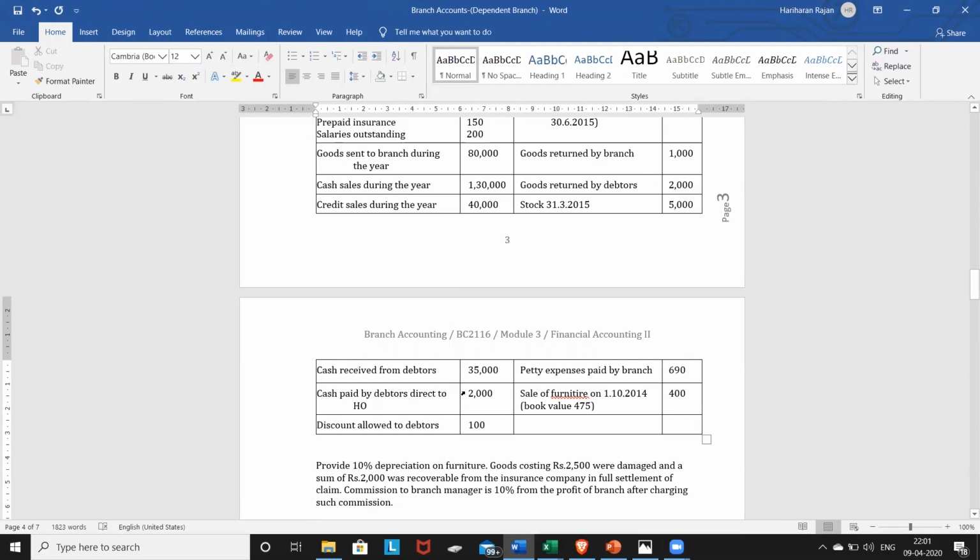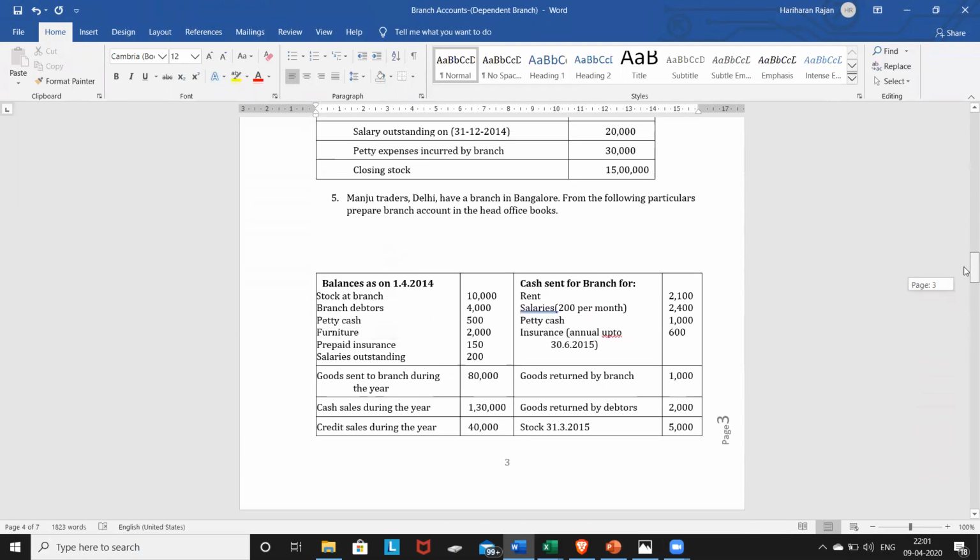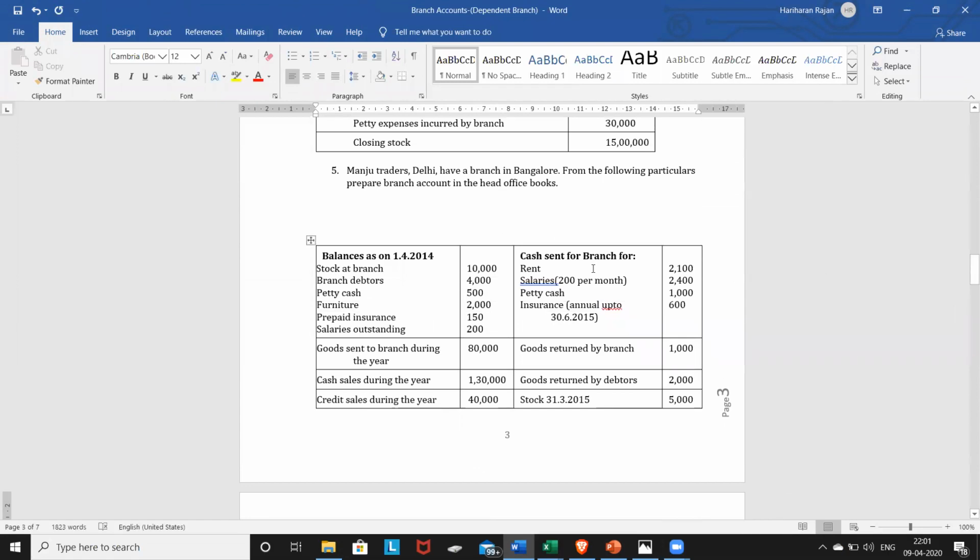Cash paid by the debtors directly to head office. Even this should be entered in the debtors account. Discount allowed to debtors. So this also has to be entered in the debtors account. Cash sent to the branch, that is the money sent to the branch for rent, salary, petty cash, insurance. See here, insurance annual up to 3/6/2015 it is given.